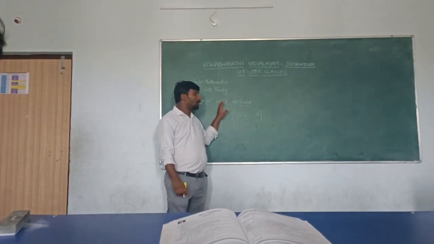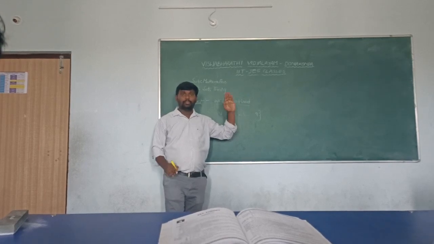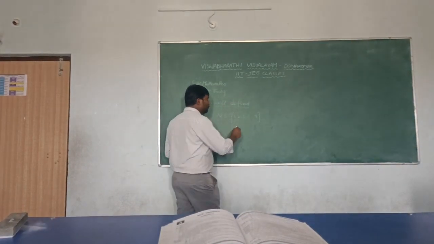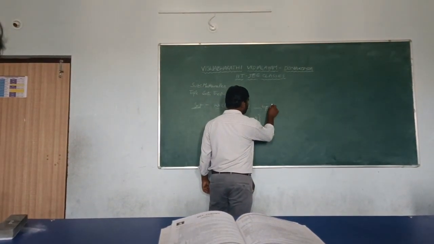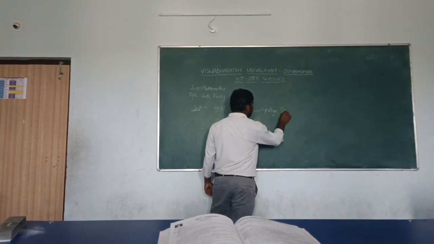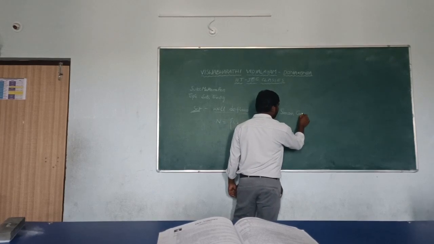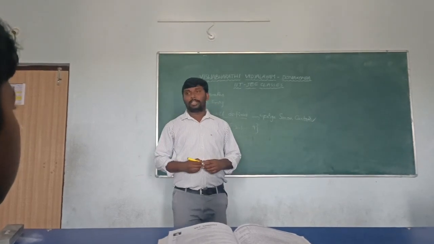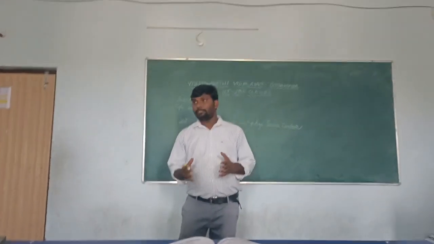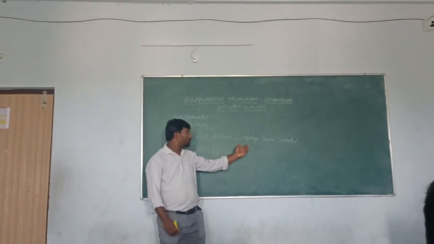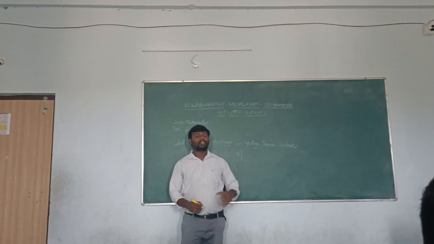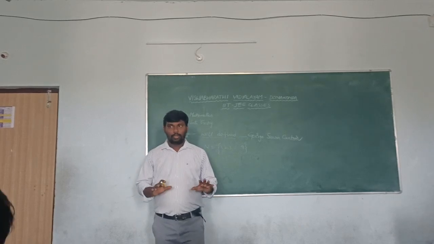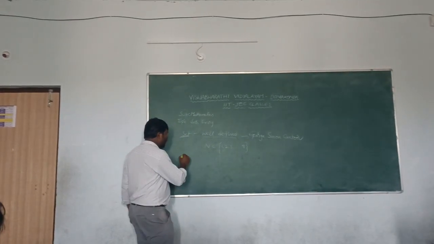Therefore, the definition of set is a collection of well-defined objects. Who has given this definition? It is George Simon Cantor. George Simon Cantor has given the definition of set. Set is nothing but a collection of well-defined objects. That is why we call George Simon Cantor the father of sets theory. Who is the father of sets theory? George Simon Cantor. Right.